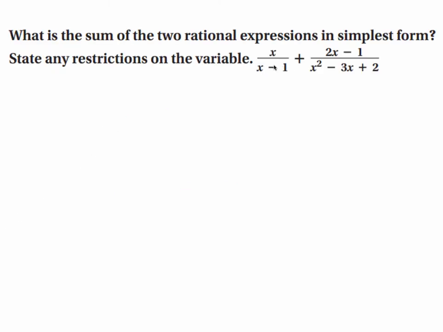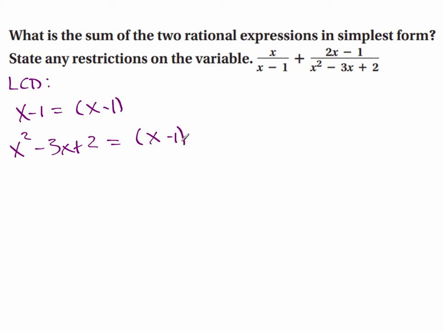Now, what do you do when you're adding two rational expressions? Well, the first thing you need to do is find the least common denominator. So, to get the least common denominator, let's see. For x minus 1, it's just x minus 1. And that is a term. Make sure you put your parentheses. For x squared minus 3x plus 2, this factors into x minus 1, x minus 2. So the least common denominator is going to be x minus 1 times x minus 2.